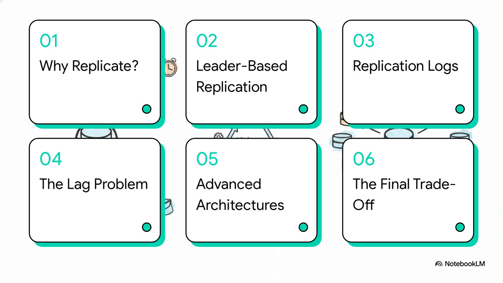So here's how we're going to break it all down. We'll start with the why, the fundamental reasons this is even a thing. Then we'll get into the most common model, leader-based replication. After that, we'll peek under the hood at the replication logs themselves and tackle the biggest headache, lag. From there, we'll explore some wilder architectures like multi-leader and leaderless systems, and we'll wrap it all up by looking at the big trade-offs you have to make.